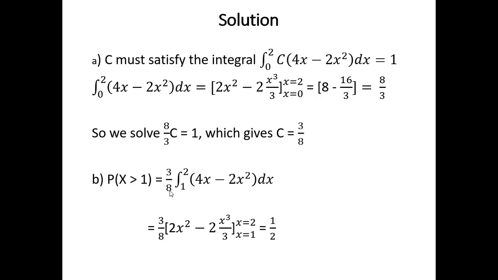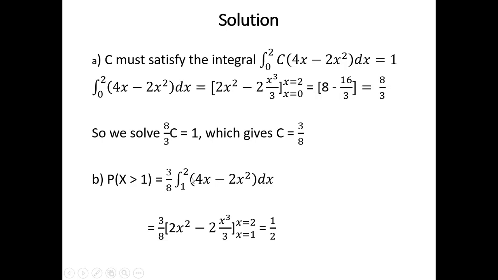Now, if I wanted to find the probability that x is greater than 1, remember we know that x is bounded up top by 2. So the idea is I set up my integral. I'm going to take the constant outside, so I get 3/8 times 4x minus 2x squared. And we integrate from 1 to 2, right? Because the PDF is defined on 0 to 2. Since x is greater than 1, we start with 1, but I only go up to 2.